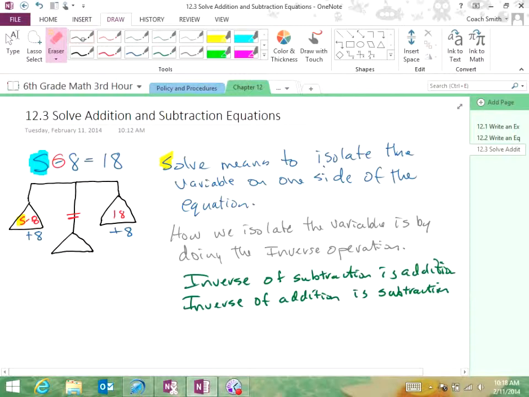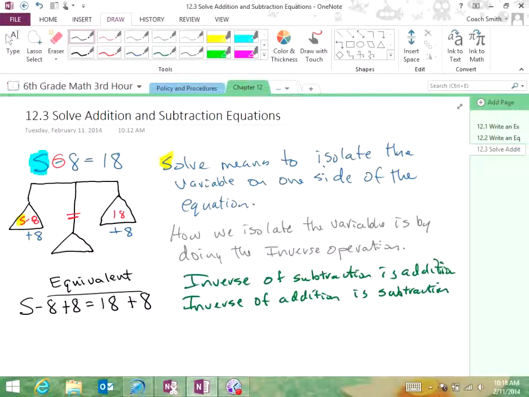So here's what it looks like. S minus 8 plus 8 equals 18 plus 8. This is an equivalent equation. Okay, that's balanced. It stays balanced that way. Jesse, if I take 8 and add it to 10, what do I get? But then if I subtract 8 from 18, what do I get? 10. The original number I started with, right? Okay, that's why it works.